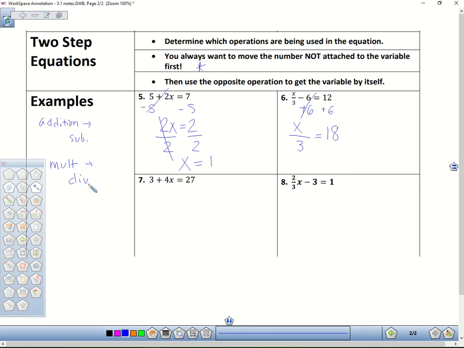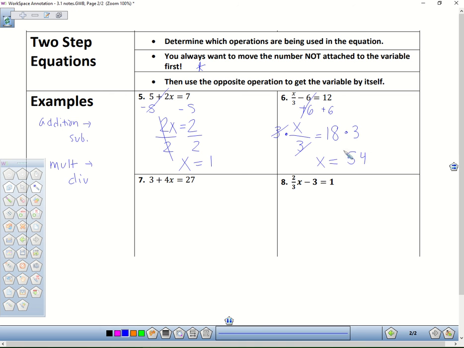So from here, what operation is represented by the fraction bar? Division. So how do we reverse division? Multiplication. I have to multiply both sides by 3. When I do that, it cancels out the 3 on the side that we're trying to get rid of it on, and that leaves me with x equals whatever 18 times 3 is, which is 54.